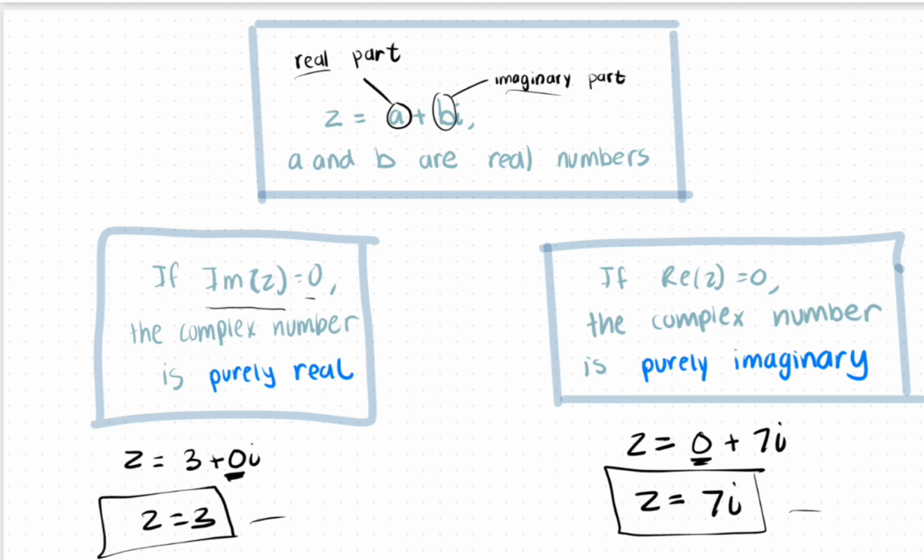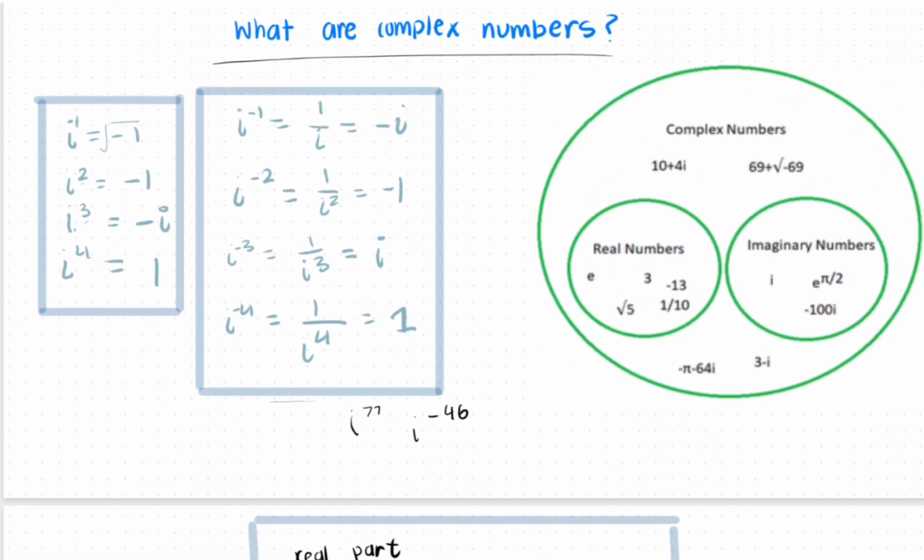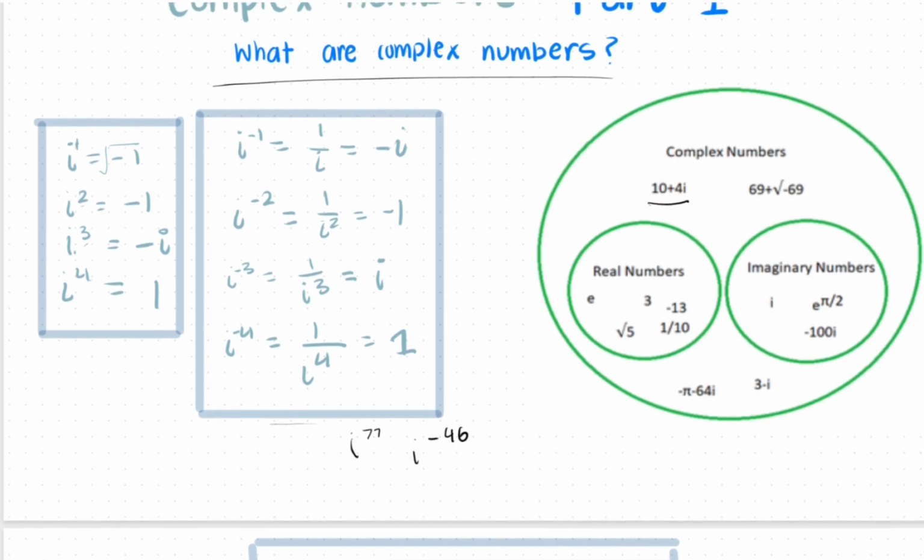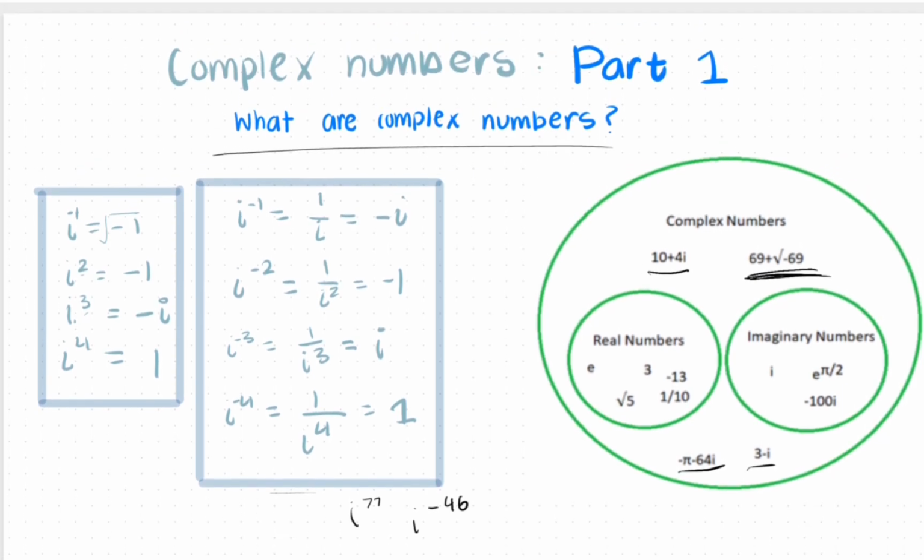And we got a first-hand glimpse of what complex numbers actually look like. And we have some examples here: 10 plus 4i, minus pi minus 64i, 3 minus i, and 69 plus square root of -69. And this one is a little bit different. It doesn't have an i in it, yes. But we will get to that in part 2 of this series.